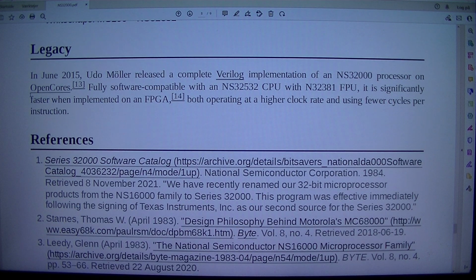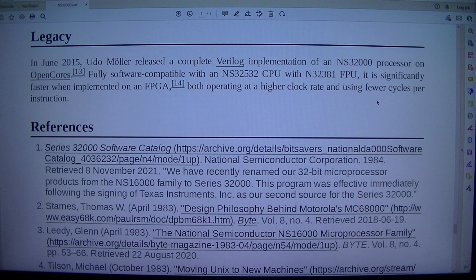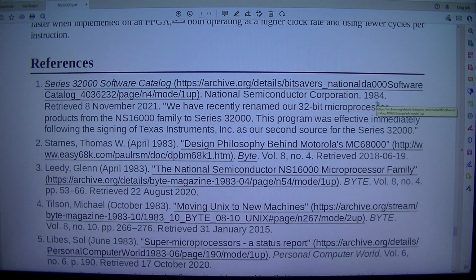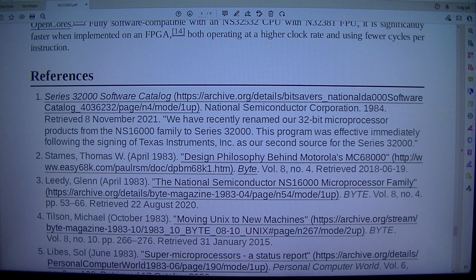Legacy. In June 2015, Udo Moller released a complete Verilog implementation of an NS32000 processor on OpenCores, fully software compatible with an NS32532 CPU with NS32381 FPU. It is significantly faster when implemented on an FPGA, both operating at a higher clock rate and using fewer cycles per instruction.